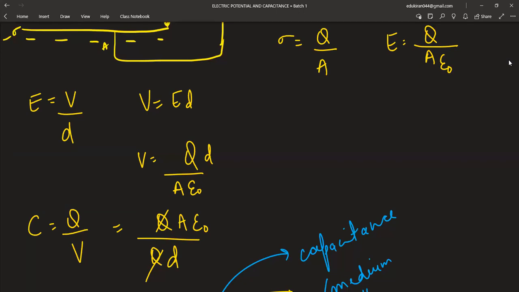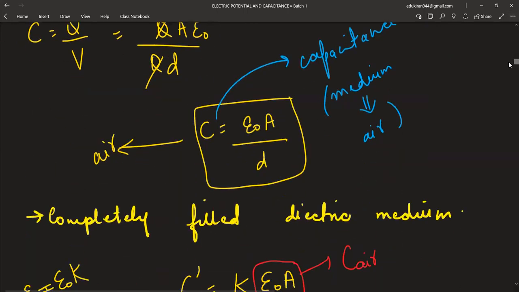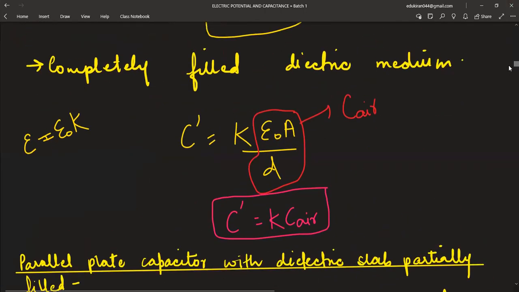Fine. So once you have the value of potential, put it in the formula of C is equal to Q by V, and finally we'll get the value of C. You have to remember this formula, capacitance is equal to epsilon naught A by D. This formula you all have to remember. Now completely filled dielectric medium, I have told you, we use this formula and multiply it with K.